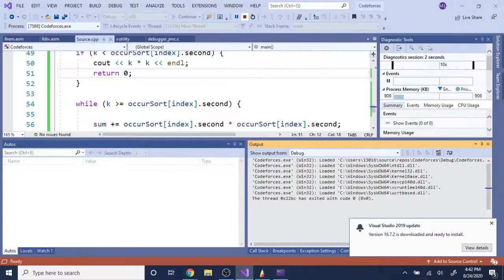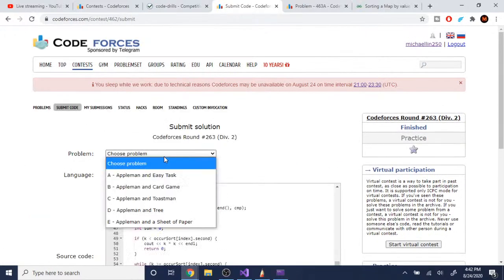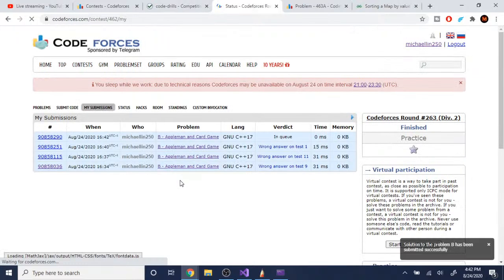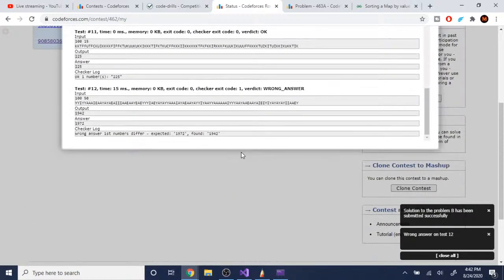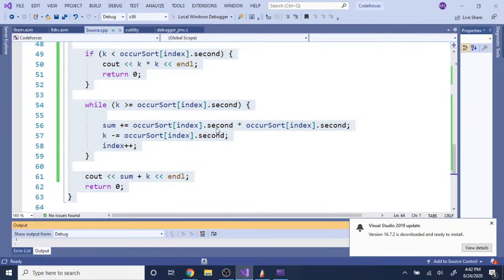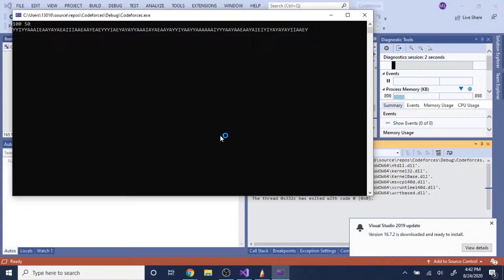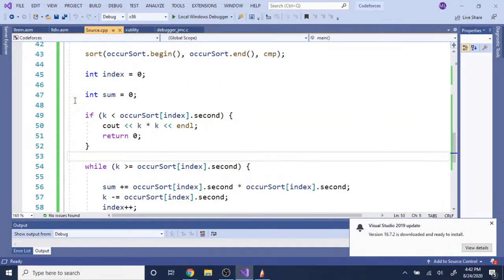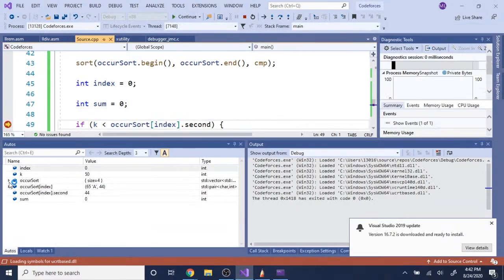Crap. Let's just submit it. Wrong answer on 12. What's the problem? Why am I a bit off? How am I a bit off? Oh boy, this is kind of tough. Let's keep going. Let's see. What do we have?